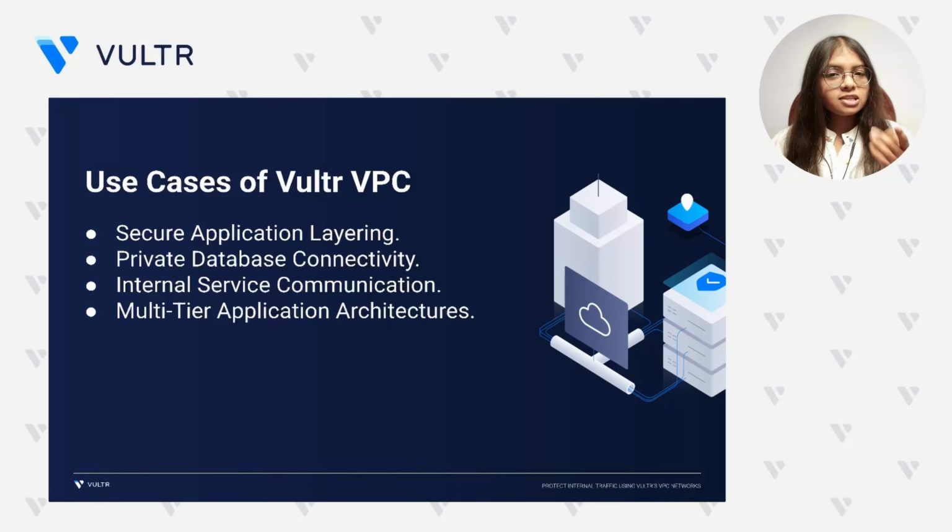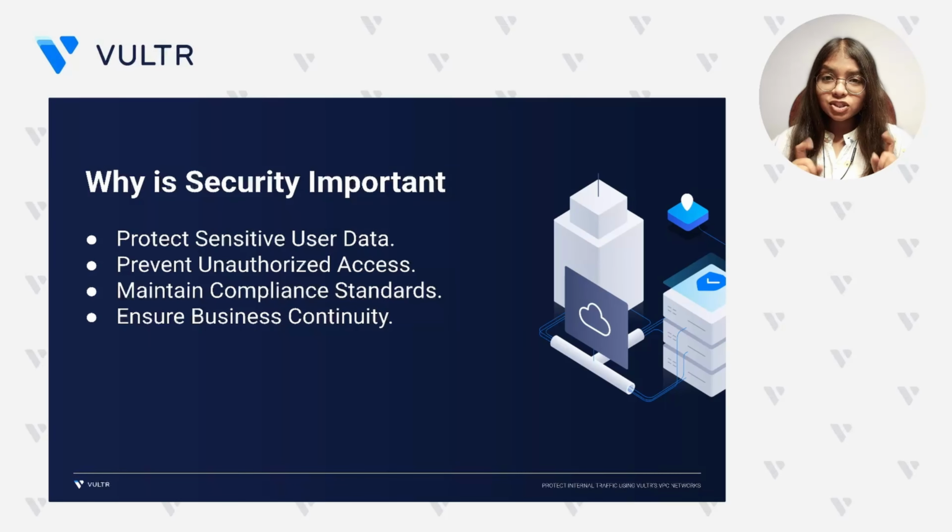There are several ways you can use Vultr VPC network to strengthen your architecture. You can secure application layering by separating your front end, back end, and databases while keeping communication private. You can enable private database connectivity where your database is not accessible from the internet at all. And on top of that, leverage internal service communication between microservices, helping you build multi-tier application architecture securely within your cloud environment.